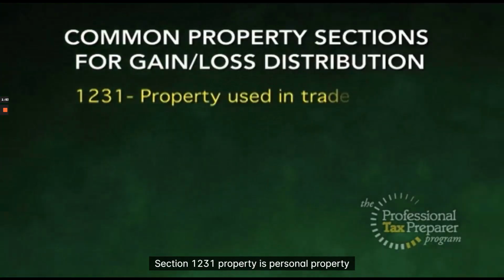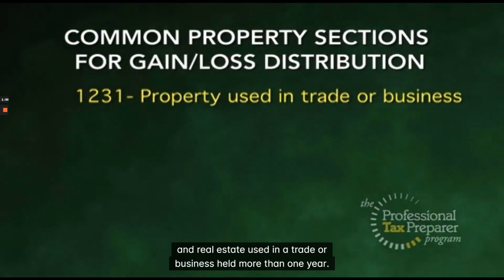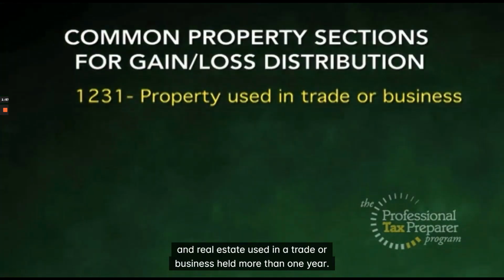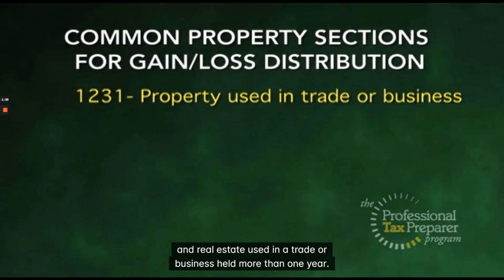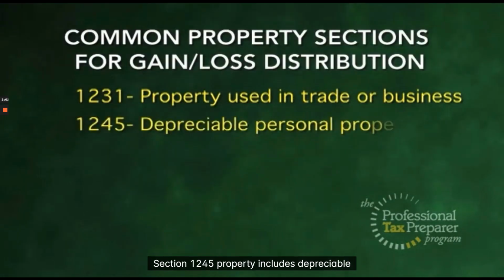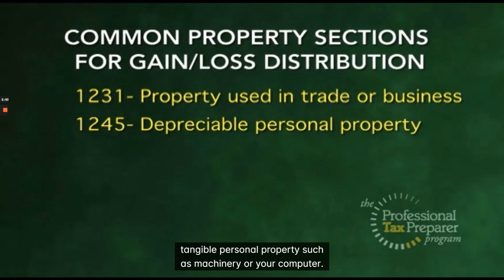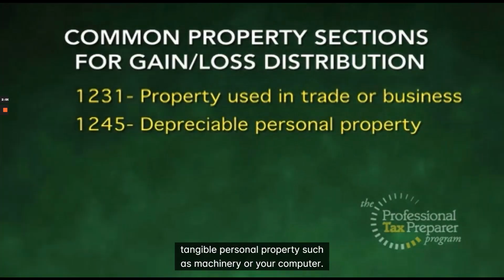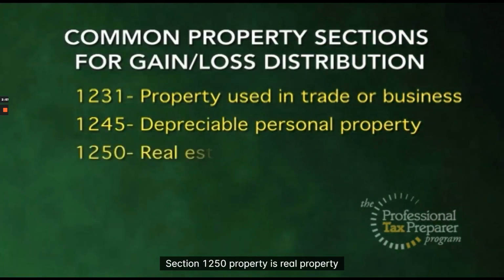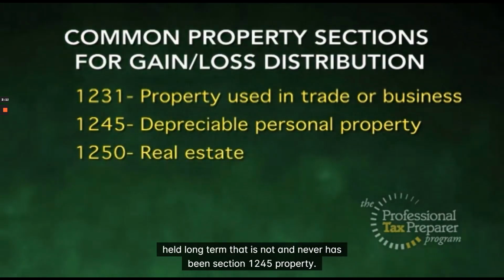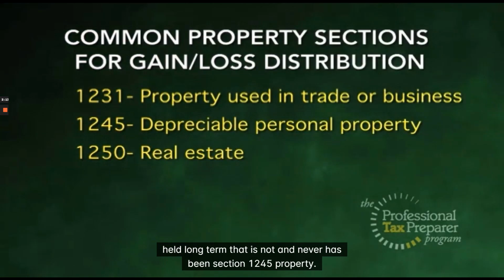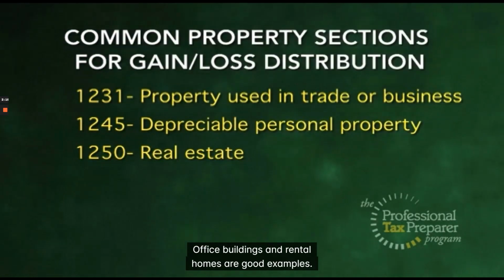Section 1231 property is personal property and real estate used in a trade or business held more than 1 year. Section 1245 property includes depreciable, tangible personal property such as machinery or your computer. Section 1250 property is real property held long-term that is not and never has been Section 1245 property. Office buildings and rental homes are good examples.